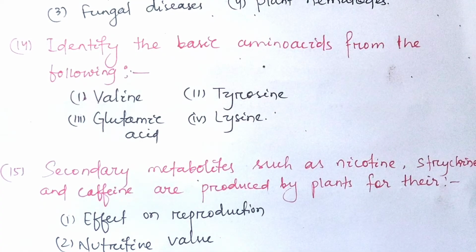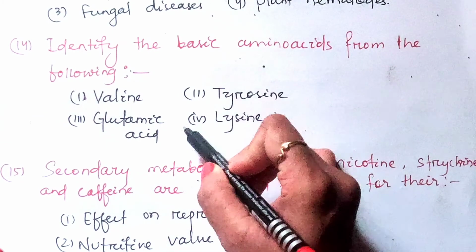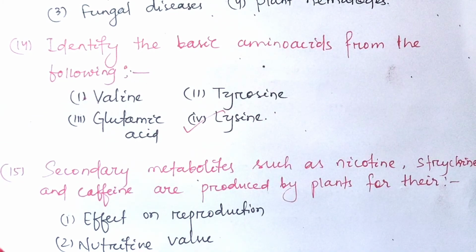Then question number 14. Identify the basic amino acids from the following. Option 1 valine, option 2 tyrosine, option 3 glutamic acid and option 4 lysine. Here lysine is called the basic amino acid because its side chain contains nitrogen and resembles ammonia, which is a base. So lysine is known as basic amino acid. So option 4 is the correct answer.